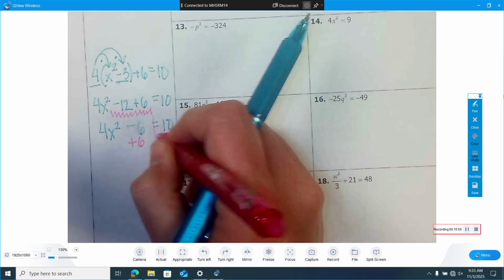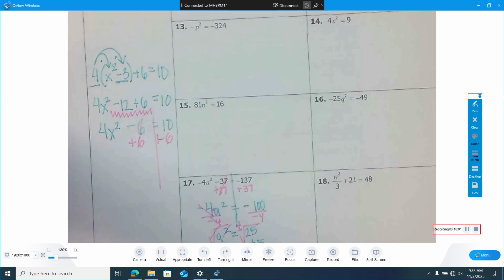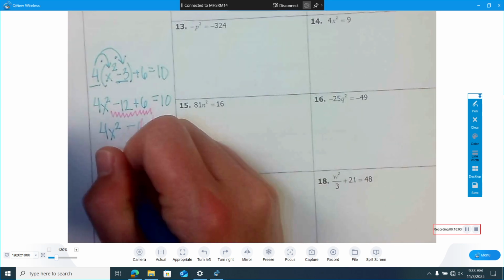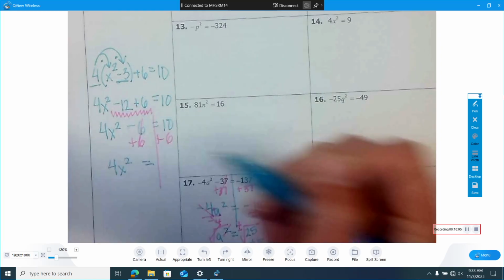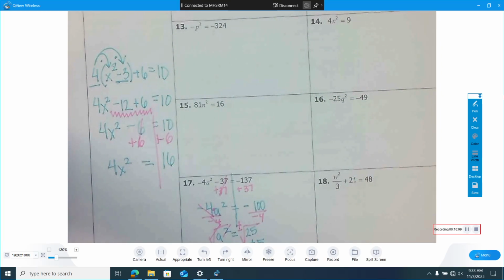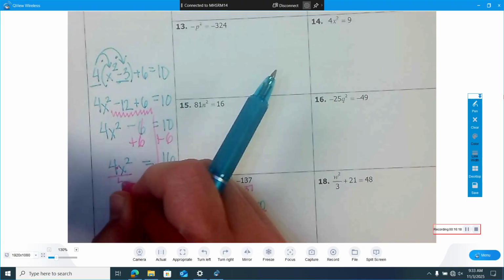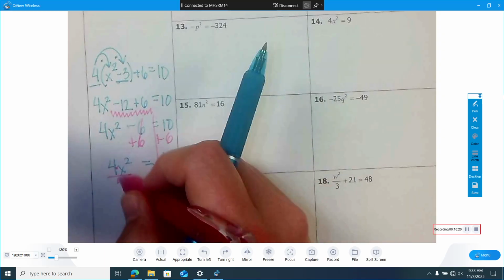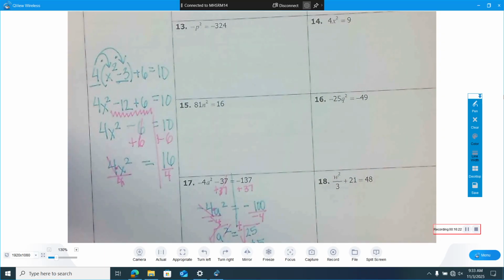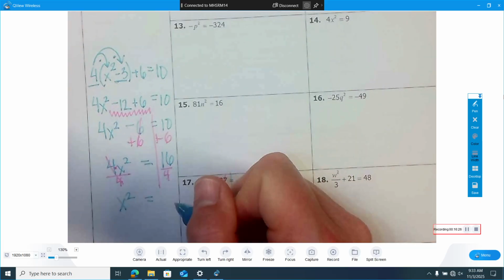Add the 6 on both sides of our wall. Negative 6 and positive 6 is 0. I have a 4x squared equals, what's 10 plus 6? 16, good. And then what should we do? Divide. Yeah, this is 4 times the x squared, so we're going to get rid of that by dividing by 4. So those 4's go away, leaving the x squared equals, what is 16 divided by 4?